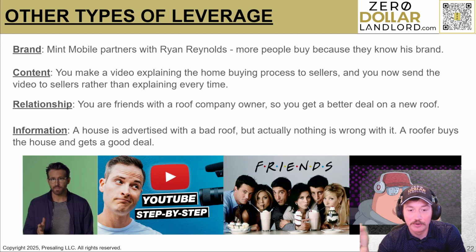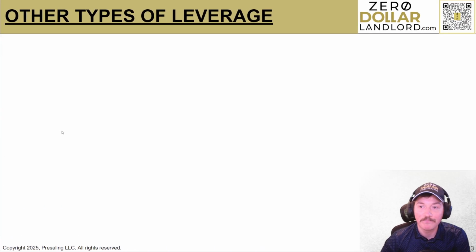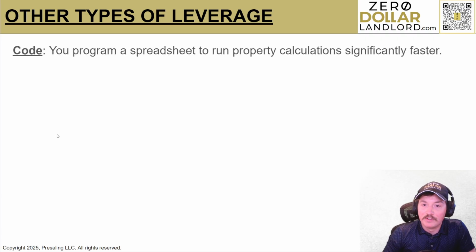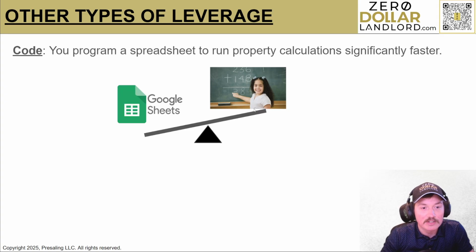So if a house is advertised with a bad roof and a roofer is the guy that buys it, the roofer might know that, hey, it's not actually a bad roof at all. So that's information leverage. It's kind of like skill leverage in a way, but you're just taking what information you do know in order to apply it to a situation and get a better deal. Here's something else. You can do code leverage. So you could run your calculations like this, or you can do it with Google Sheets.